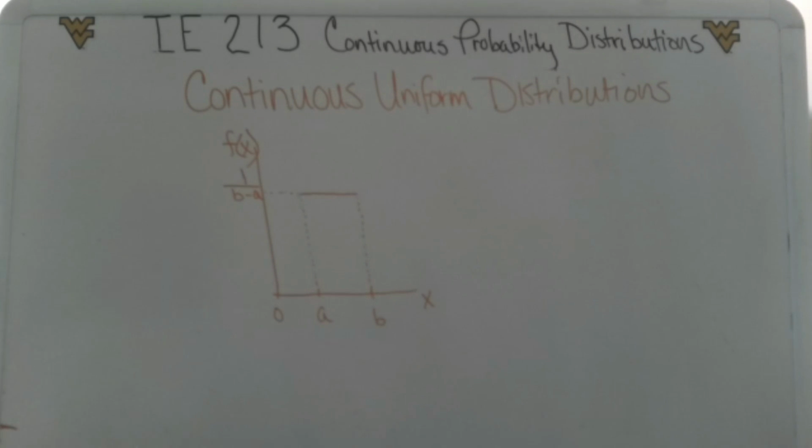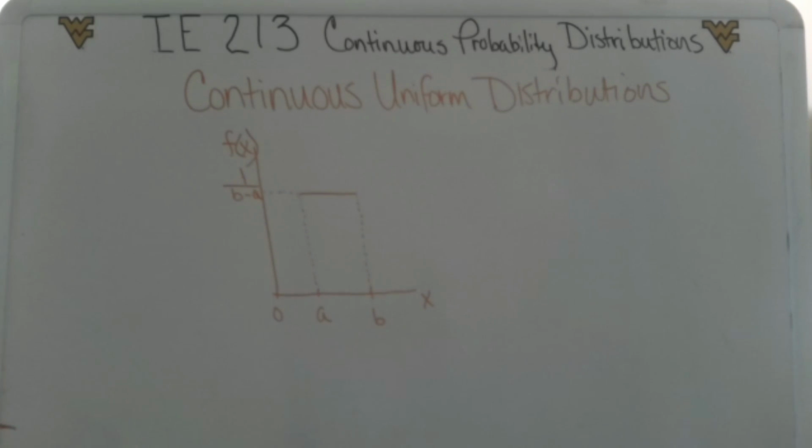In this lesson, let's talk about continuous uniform distributions. One of the simplest continuous distributions in all of statistics is the continuous uniform distribution. This distribution is characterized by a density function that is flat, and thus the probability is uniform in a closed interval.